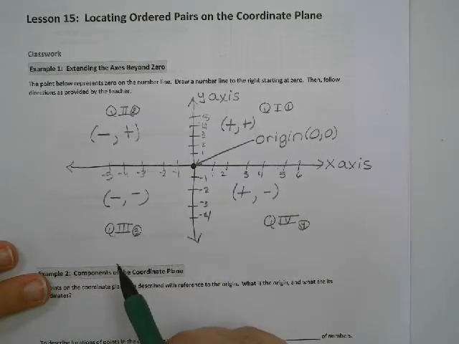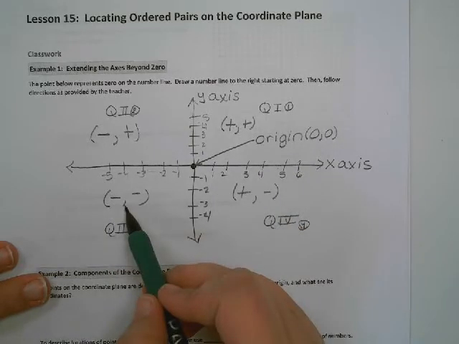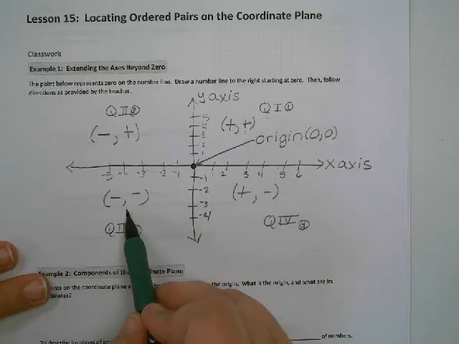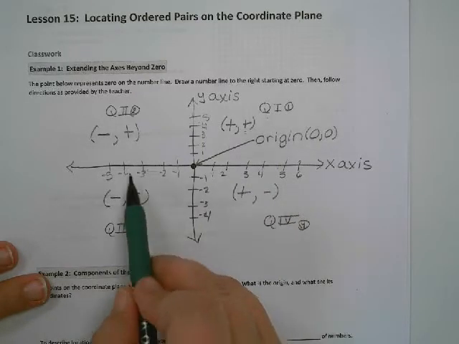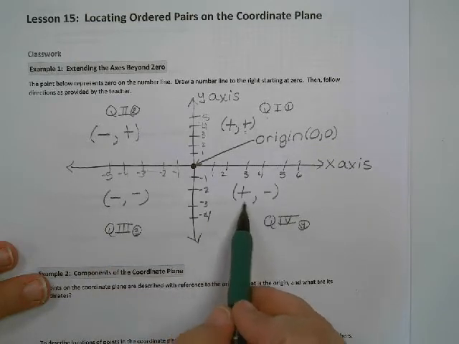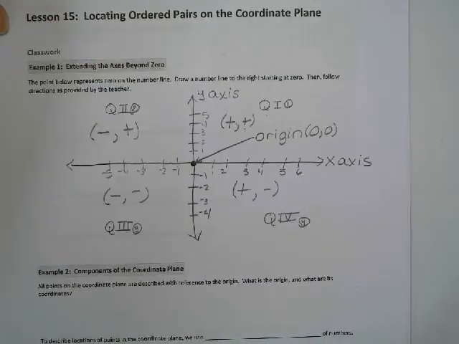And then I just want to point something out. If you take a look, you can see that they're opposite. So quadrant 1 are both positive. Quadrant 3 are both negative. Quadrant 2 is negative, then positive, and then quadrant 4 is positive, then negative. So that's just something to maybe help you remember.